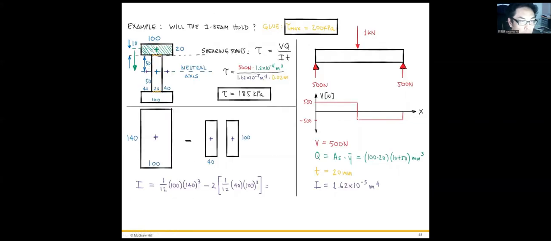And so we can plug those numbers into this equation, and we get tau is 185 kPa, which is smaller than 200 kPa. Therefore, the glue sticking each part of the beam together is safe. It's not going to delaminate.